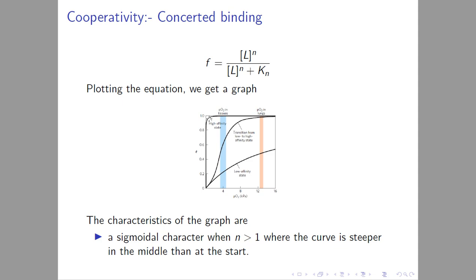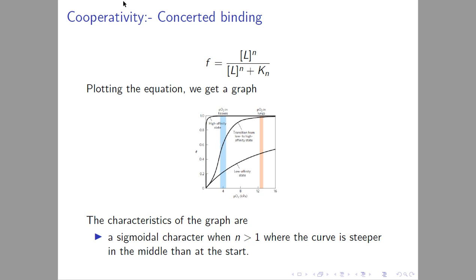Here we can say that these are the concerted binding, and the next one is the sequential binding. Okay, so all ligands attach at the same time to the protein. Okay, so here is the characteristic of this graph. So n equals 1 where the curve is steeper in the middle than at the start. Okay, so we can see that. Here we can see that these are the cooperative concerted binding.